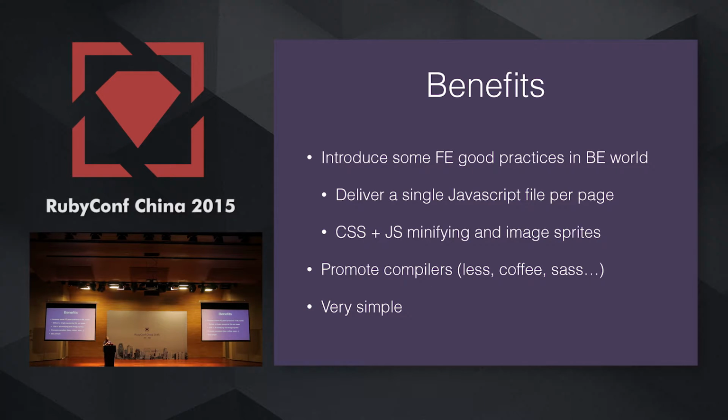The second improvement is minifying and gzipping assets and creating image sprites. It also promotes compilers to help you keep your code even cleaner. And all of this in a very simple way, because you have pretty much nothing to do to make it work. To be honest, when Asset Pipeline was out, I discovered this tool, and I knew nothing about front-end development, about good practices, so it was a great help for me to discover all those things.